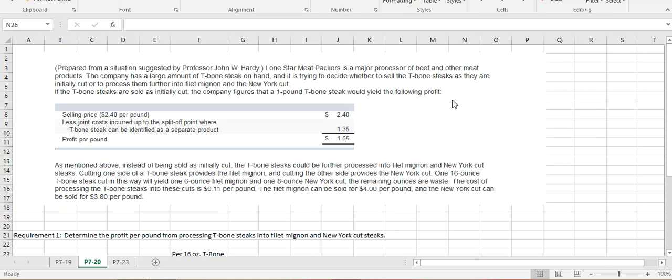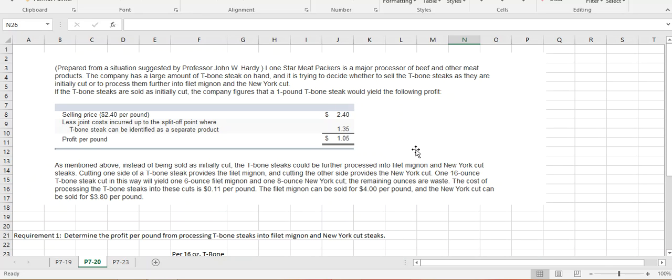Hi class. In this video we're going to look at an example similar to P7-20 in your homework. We're going to look at a scenario to determine whether a product should be sold as it is or further processed.